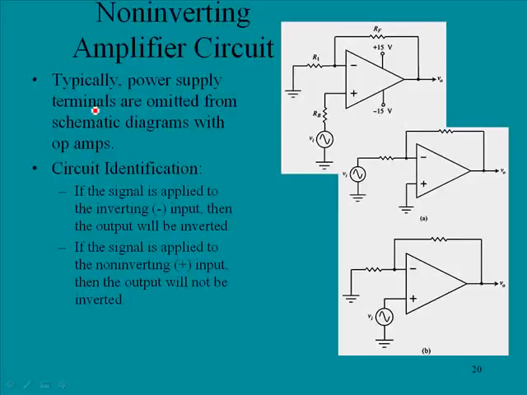Typically, power supply terminals are omitted from schematic diagrams with op-amps, and so typically you do not see the power supplies here. There is a component here, I think I'll mention it. This is RB, and RB is a biasing component. And something you might notice here, we have a signal that is being applied to this input.